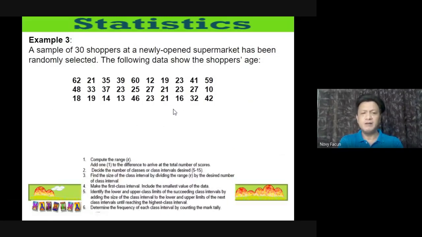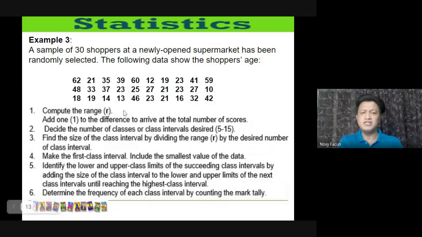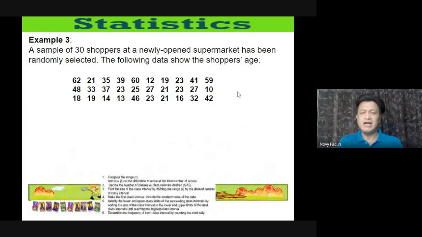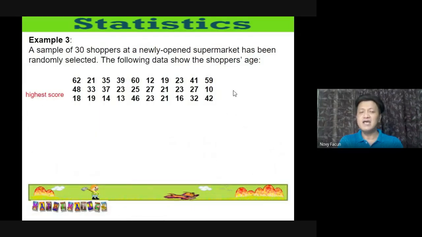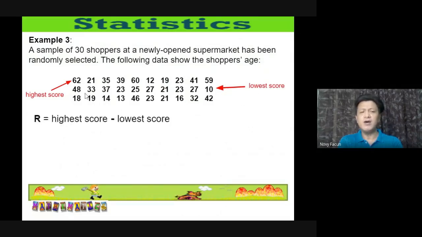So first, di ba, balikan natin yung step natin. Find the range first. Okay, tignan muna natin yung ating highest and lowest score. Ano ba yung highest natin? That is 62. And the lowest score or the lowest age is 10. Okay. And then, you can apply the range. I-minus mo lang sila, no? That is 62 minus 10. And the difference is 52.